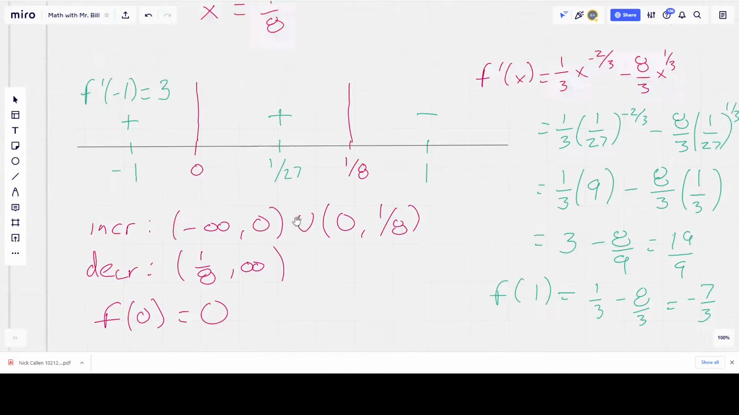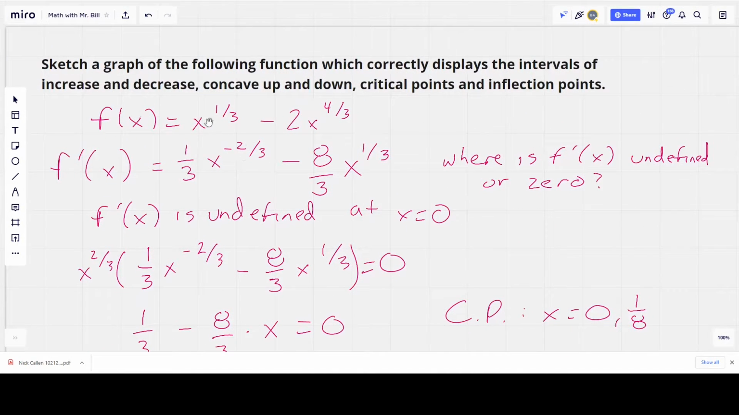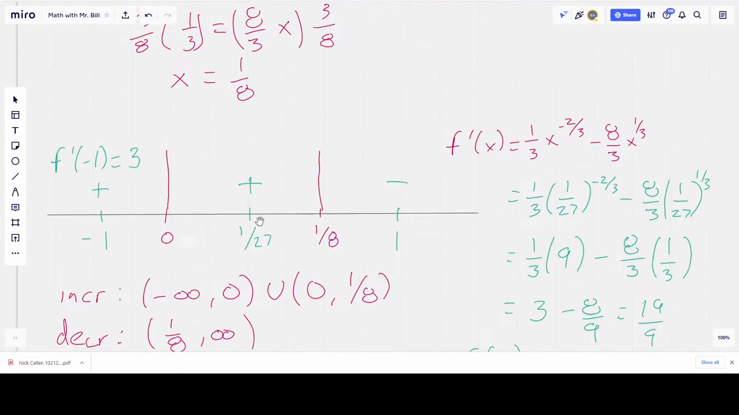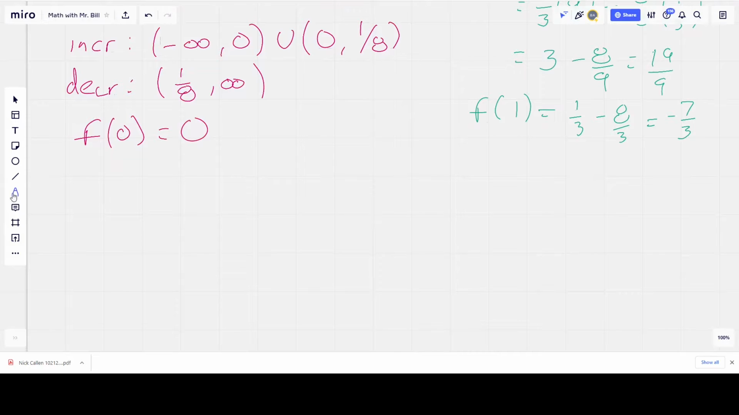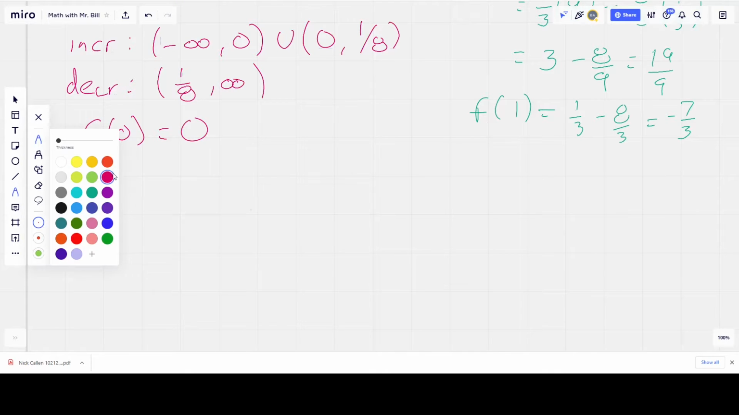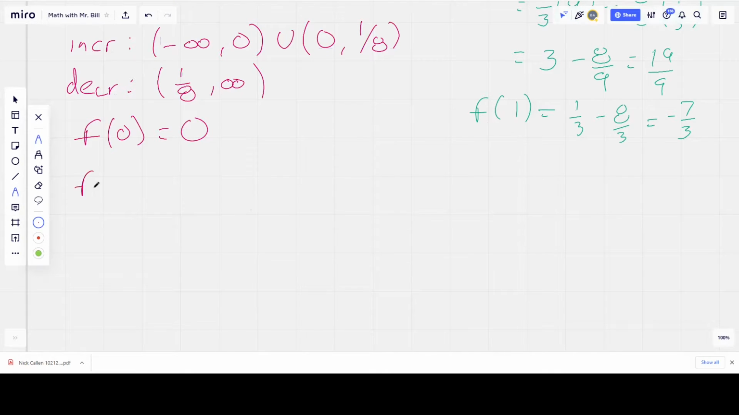I'll come back up and look at our equation. We get x to the 1/3 minus 2 times x to the 4/3. So both those x's are 0, then that function is 0. So now let's look at f of 1/8. So it's going to be 1/8 to the 1/3 minus 2 times 1/8 to the 4/3.